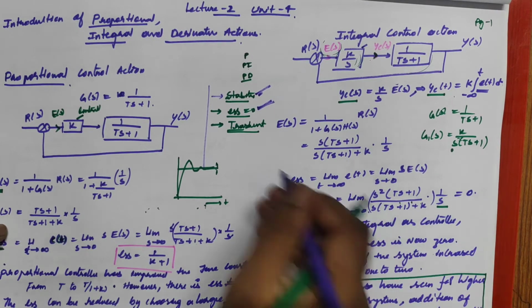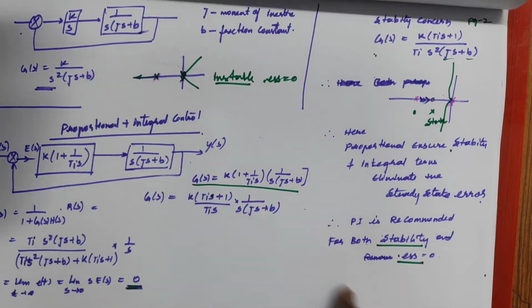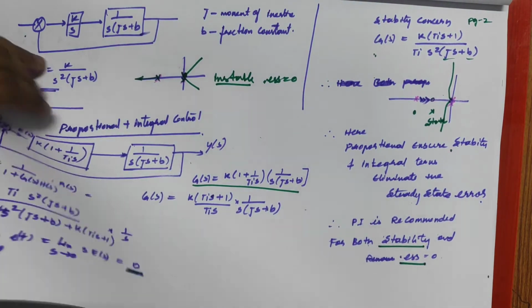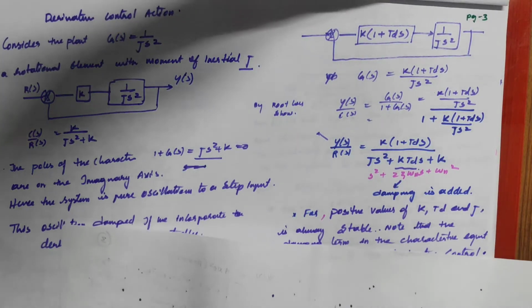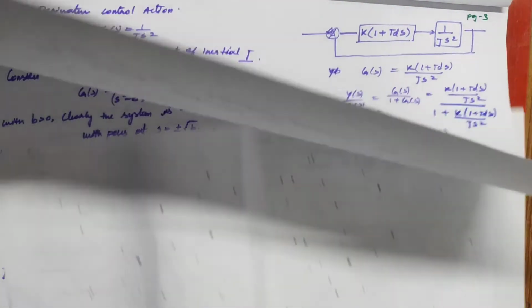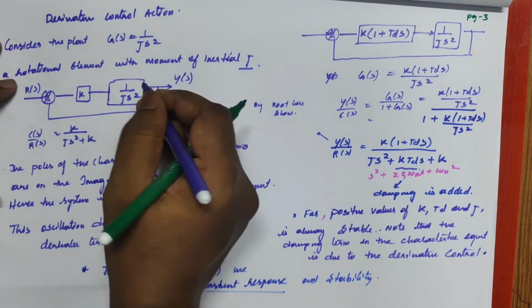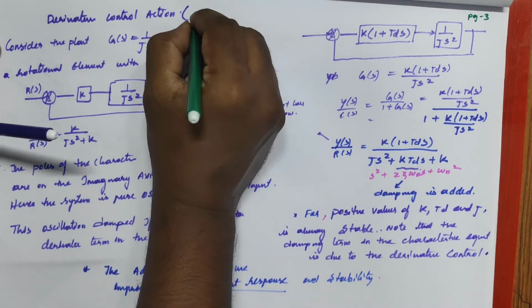Now what about the transient response? The PI controller will not give the transient response. So we'll see something there. We have another controller called the derivative controller. My derivative control action will increase the transient response.